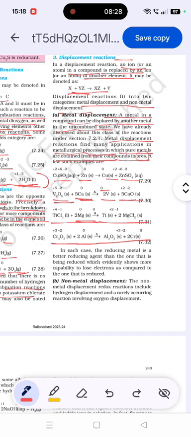In each case, the reducing metal is a better reducing agent than the one that is being reduced. So magnesium is a better reducing agent than titanium. Aluminium is a better reducing agent than chromium. Similarly, a more reactive metal acts as a strong reducing agent, and this reducing agent gets oxidized, which evidently shows more capability to lose electrons as compared to the one that is reduced.